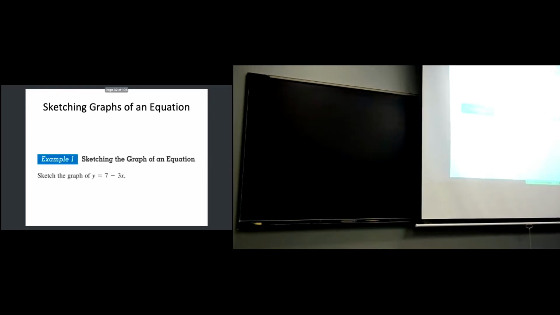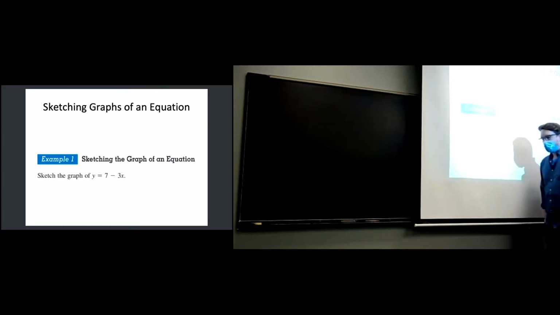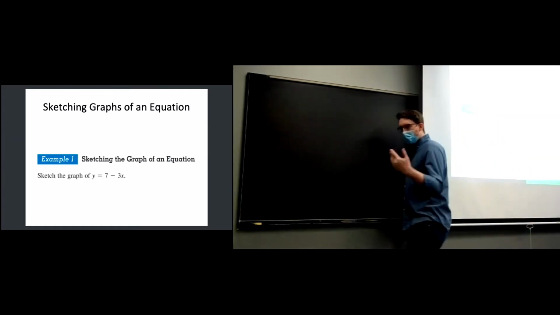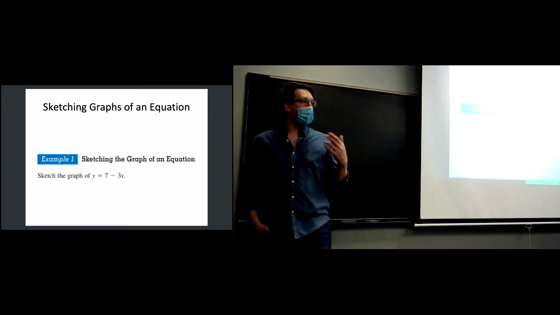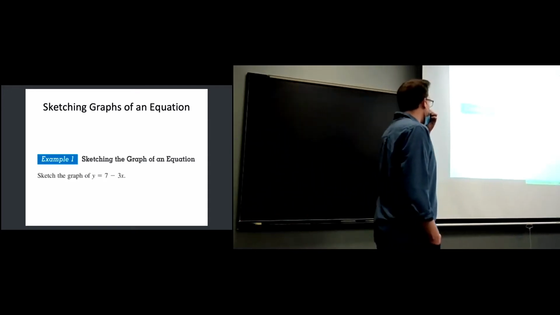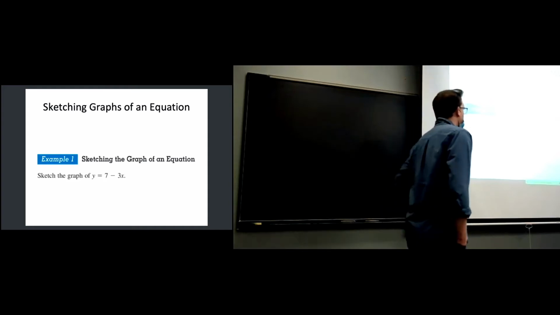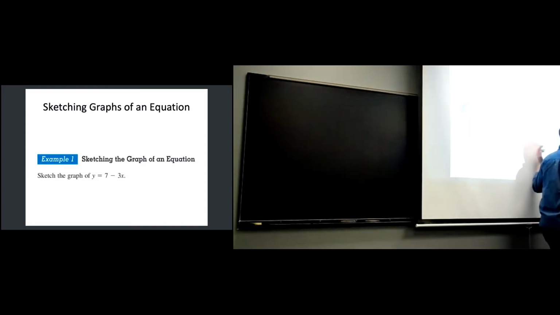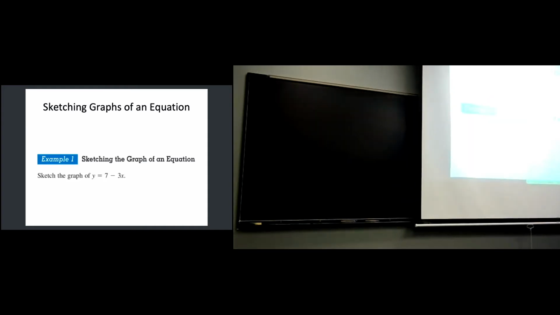Having said that, let's get into section 1.2. So starting off, section 1.2 is really just about this idea of graphs, how we sketch them, how we interpret them, et cetera. So I thought we'd start with an example of a graph. Let's say we were given this equation here, 7 minus 3x, and we wanted to graph it. How would we go about graphing that? Any thoughts?